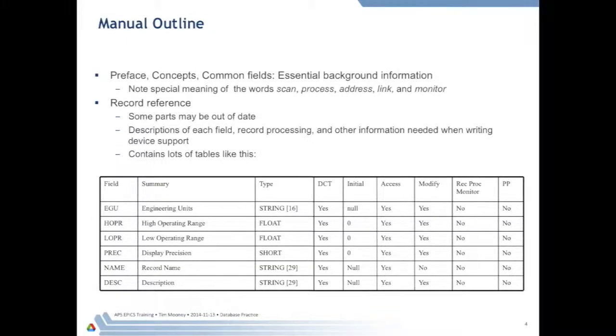So the manual outline, as I said, begins with a discussion of concepts, and you'll notice fairly quickly that there are special definitions of a couple of words here that are used in EPICS differently than in common practice. The words scan and process both basically mean execute. An address can either be the name of an EPICS PV, or it can be an actual specification of how to talk to something in hardware. A link is a special EPICS thing for writing to hardware or to other EPICS PVs. And monitor is the process of telling everybody when something has changed.